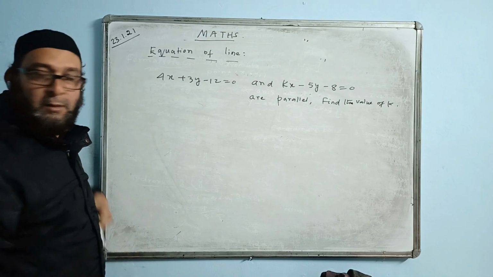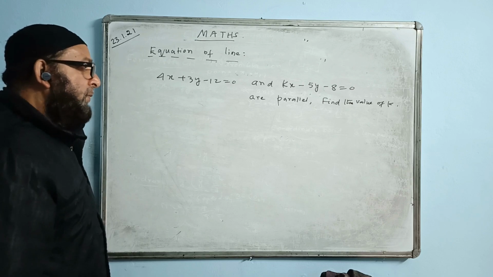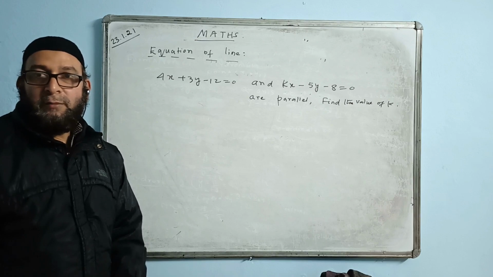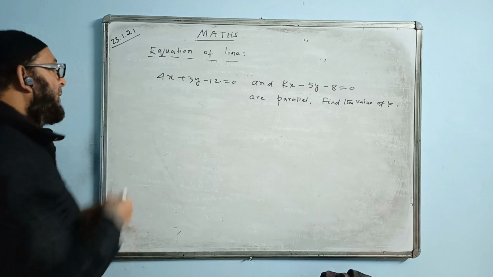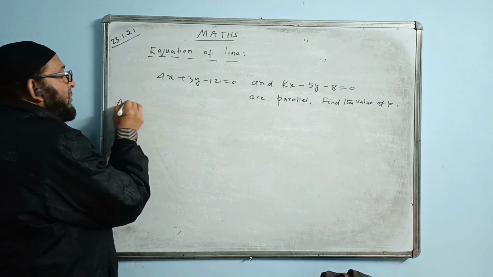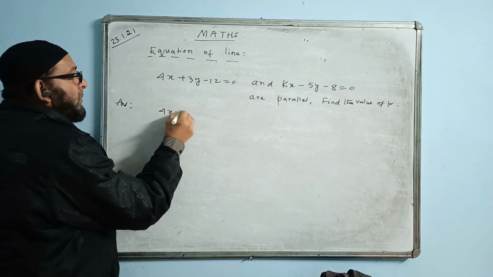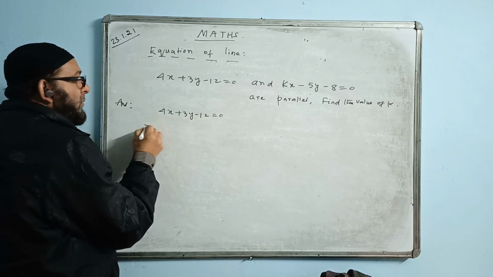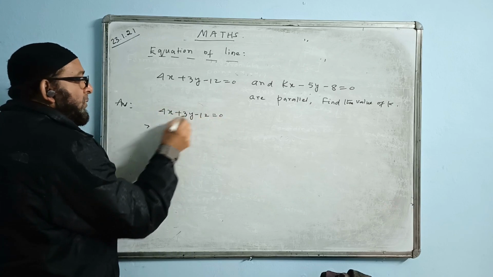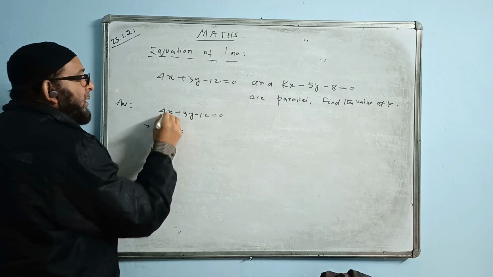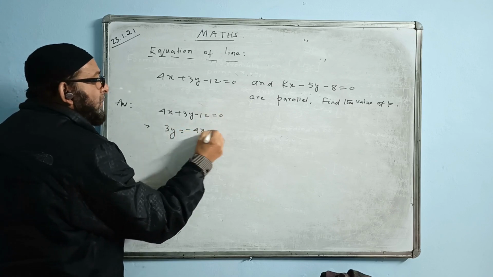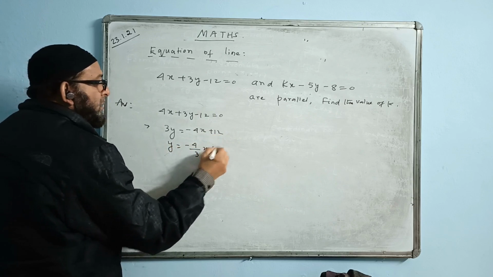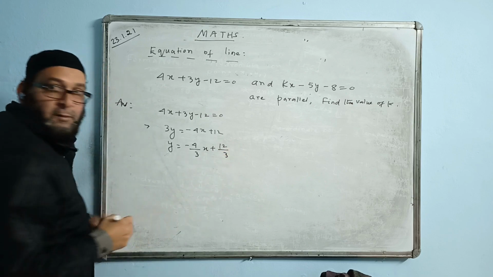We know. And when the lines are perpendicular, the formula becomes m1 into m2 is equal to -1. So for the first equation, I will copy it. We make y the subject of the formula in order to find the slope. Keep y positive, I keep it here, 3y. This will go to that side. The y value will come as -4 by 3x plus 12 by 3.